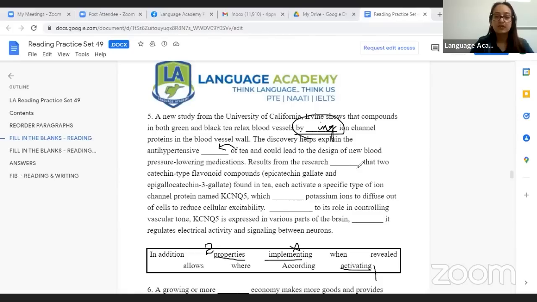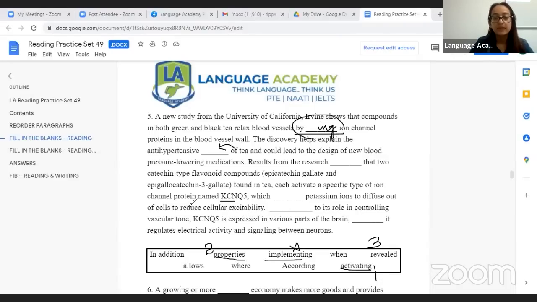Results from the research dash that two catechin type flavonoid compounds found in tea. So research shows, research suggests, are normally the words that we use, but here we don't have shows or suggests, but we do have revealed, so that's okay, we can go with that. So results revealed that two flavonoid compounds found in tea each activate a specific type of ion channel protein named this, which dash potassium ions to diffuse out of cells to reduce cellular excitability.